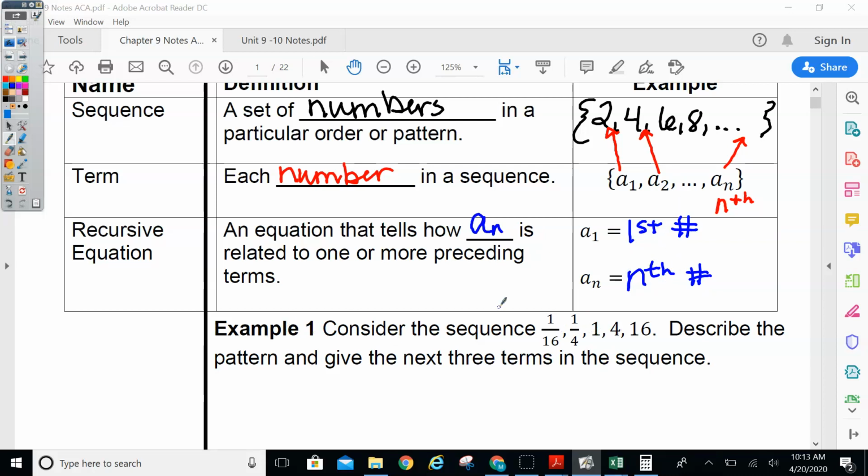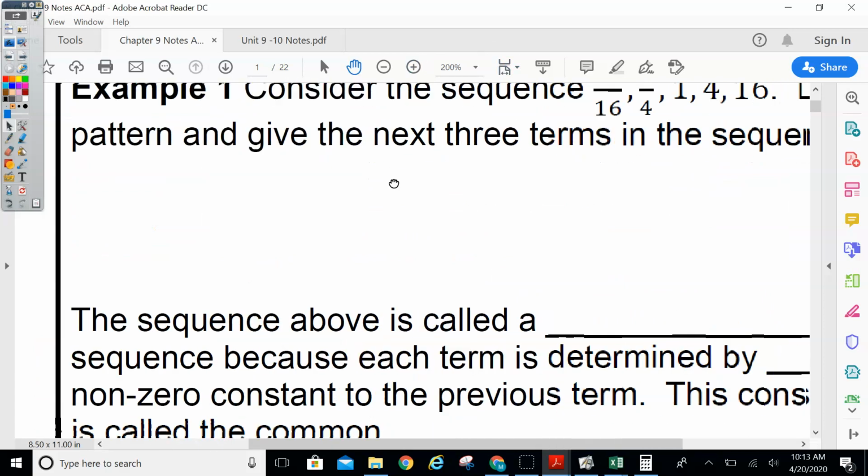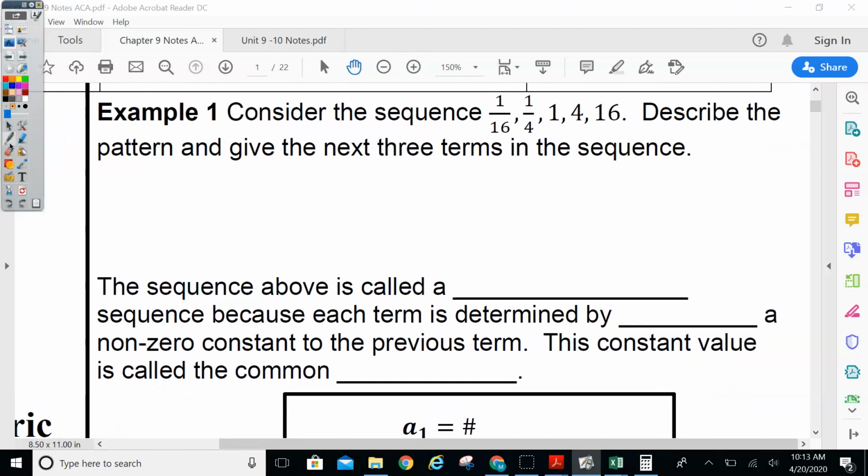Alright, so take a look at this first sequence here. We have 1/16, 1/4, 1, 4, and then 16. It wants us to describe the pattern and then give the next three terms in the sequence. So here, something's happening between 1/16 and 1/4, between 1/4 and 1, 4 and 16. So whatever the pattern is here, it's going to continue. If I can just look at the whole numbers, the fractions are going to display the same thing.